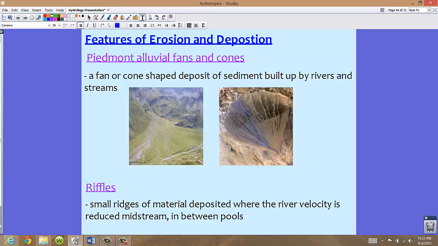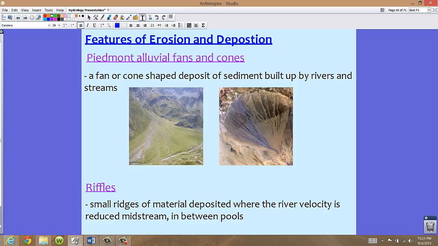Over on the left-hand side, we have one of those. They're both cones, they're both fans, they look almost exactly the same. So you can see how they're branching out into patterns that look like fans or cones. So those are Piedmont alluvial fans or cones. The name is both. You can say alluvial fan or an alluvial cone.